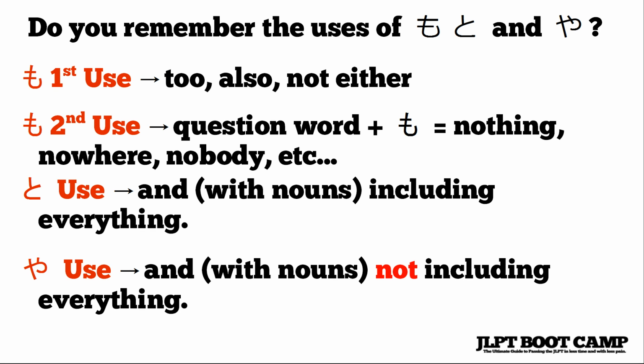For to, the use of to basically has the meaning of "and" with nouns, and that includes everything. Whereas ya is "and" again with nouns, but does not include everything. There's more that we didn't mention, that we didn't talk about. All right, that's it for mo, to, and ya. Put this to use. Try these particles out in your conversations in Japanese.